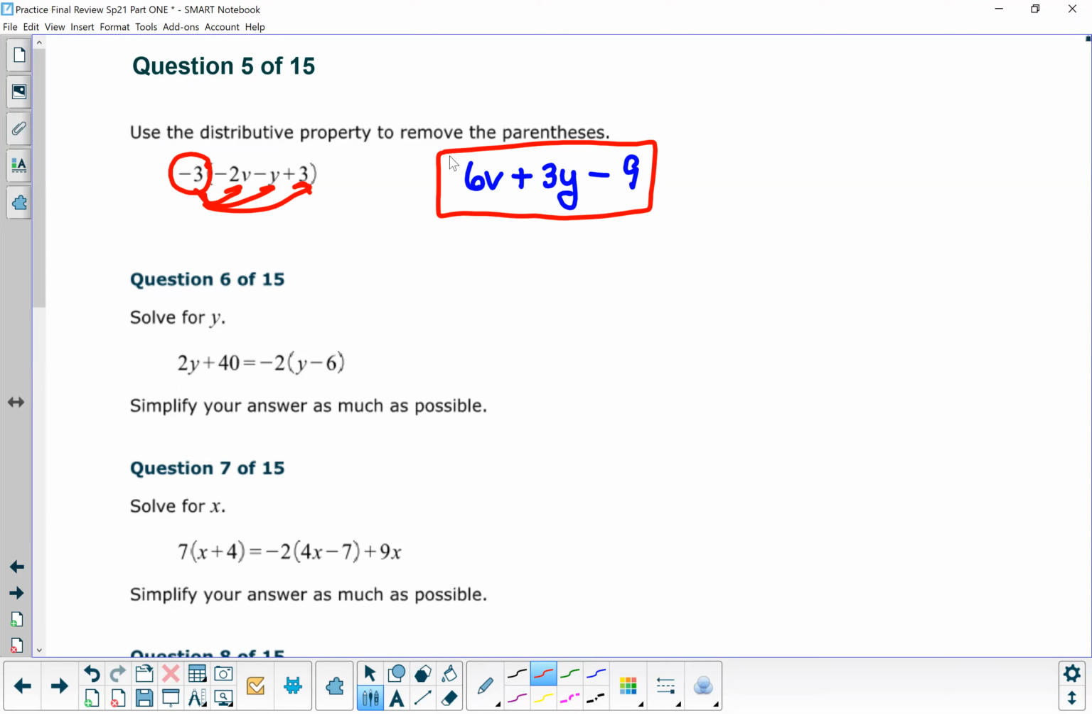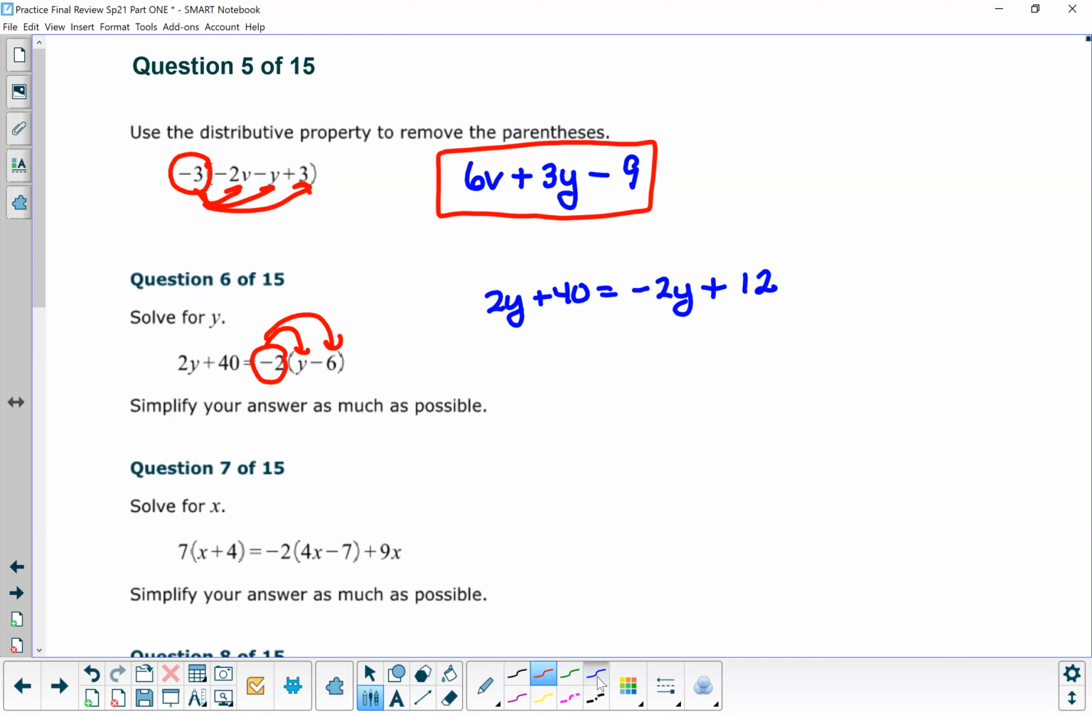Question 6, solve for y. Okay, so we have 2y plus 40 equals -2(y - 6). So we know we have to distribute the -2 on the right side. Don't forget to distribute that -2 to both the y and the -6. So we get -2y plus, because of the negative times the negative, 12.